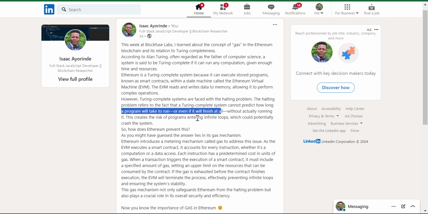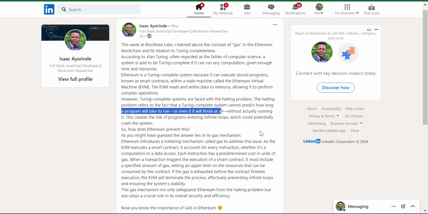So if the smart contract contains a condition that might result in an infinite loop, which will cause the halting problem, then the gas for that will be more. When the EVM wants to run a smart contract, a certain amount of gas is allocated to run that smart contract. Once the gas finishes, the execution stops.